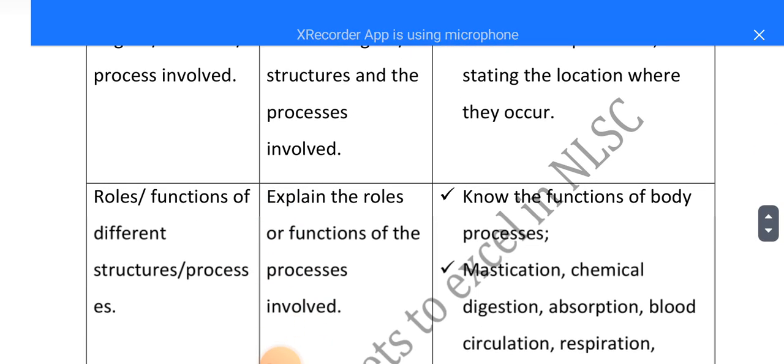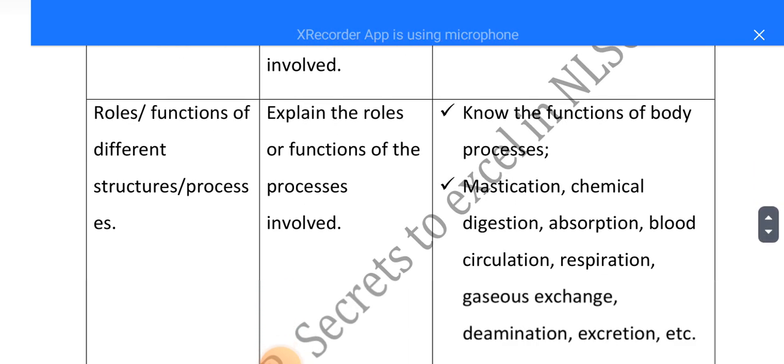Then we have the roles or functions of different structures or processes. Now they are saying explain the roles or functions of the processes involved. And from there, you should also know the functions of the processes like mastication and chemical digestion. For example, in the mouth, what happens when somebody eats carbohydrates? You know that carbohydrates can be broken down by the amylase to maltose.